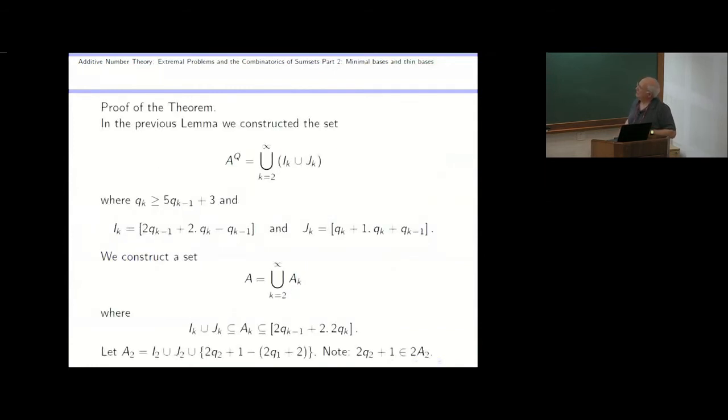And so this is the idea of the proof using the lemma. We constructed this set A sub q, which was a union of these two intervals. And so that is, I had a set, this was a union of sets. Each of these sets was like an interval less than q, and an interval bigger than q. This is a huge interval, this is a tiny interval. And I want to construct a set A sub k, a finite set, which contains these two unions of intervals and a few more elements.